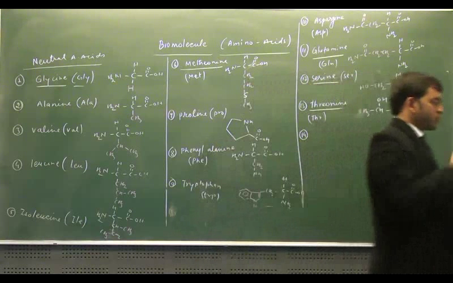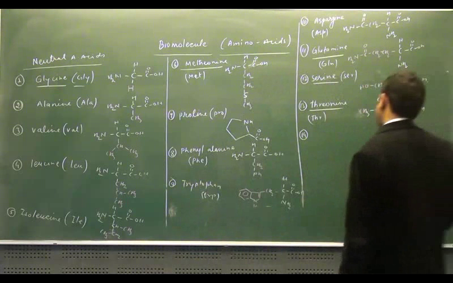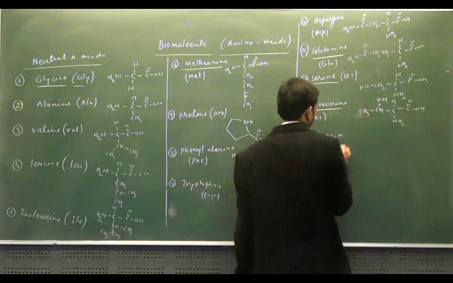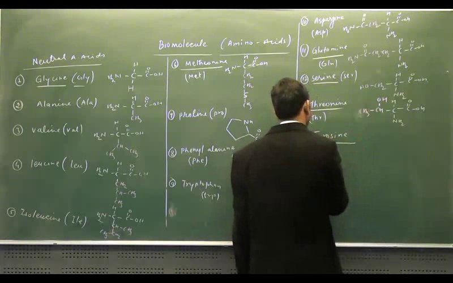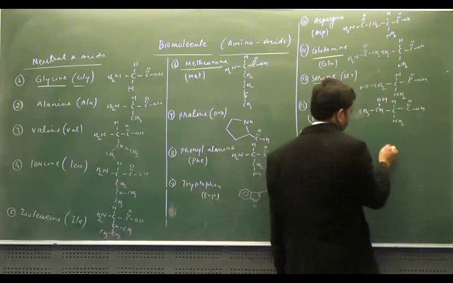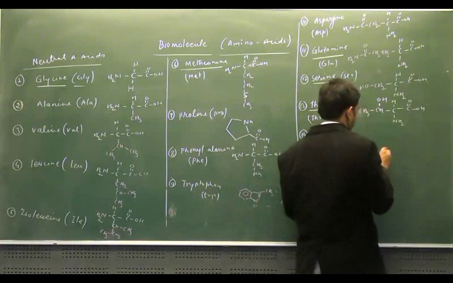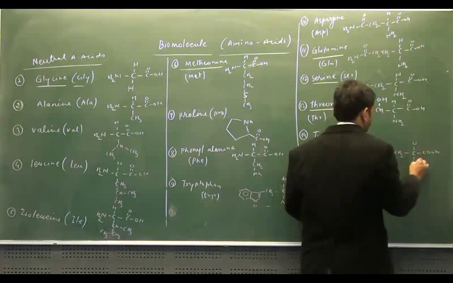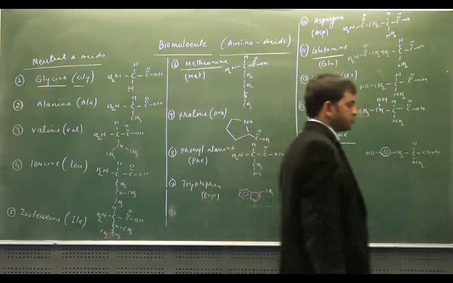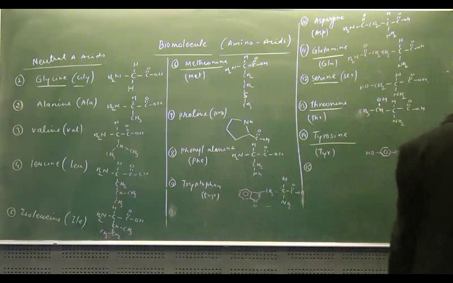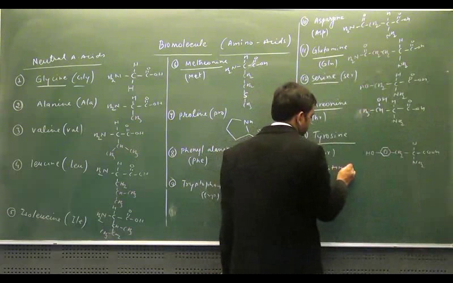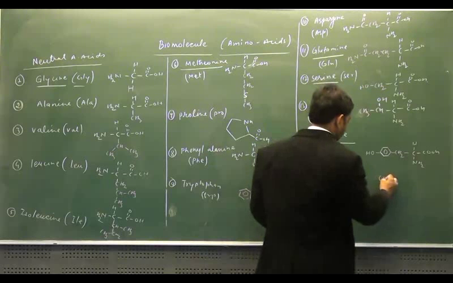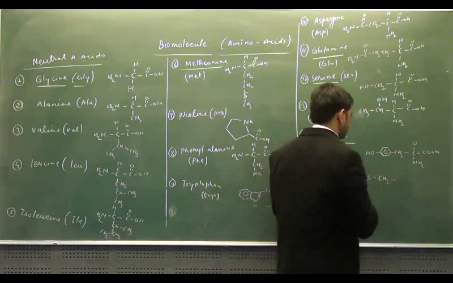14. Tyrosine, TYR. That is side chain is CHCOOH NH2. 16, CYS, cysteine, CH2SH, CH.